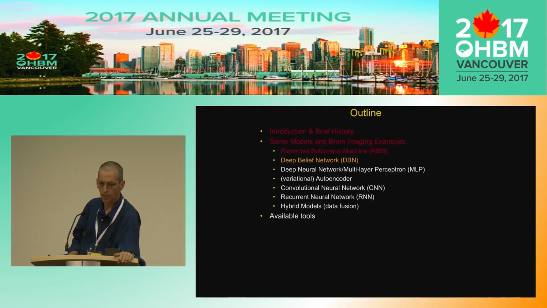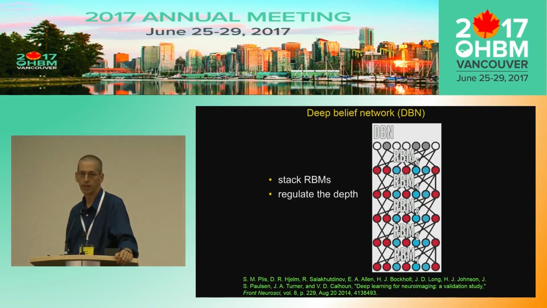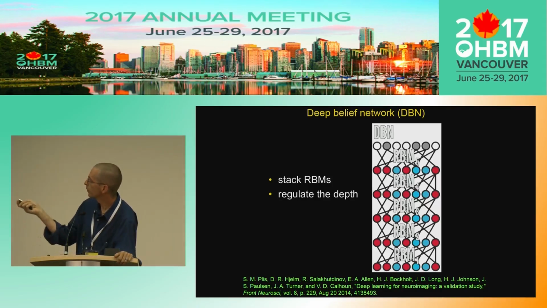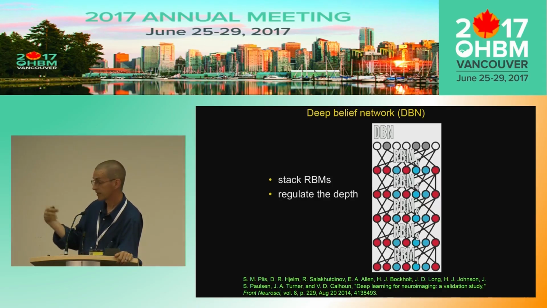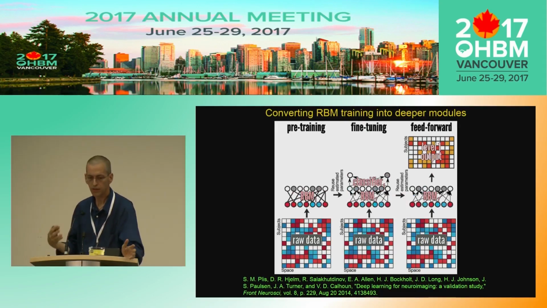Okay. A deep belief network is essentially a stack of RBMs. So you basically start stacking them on top of one another. Here's an example where we have 5 stacked. And you can decide how many layers you want to use. So how do we train this? Now we've got all these parameters.